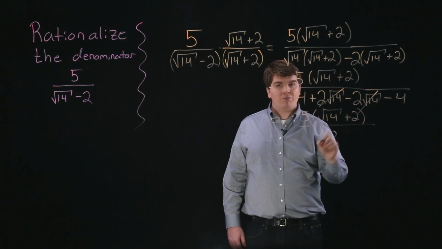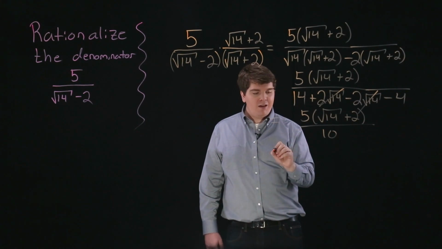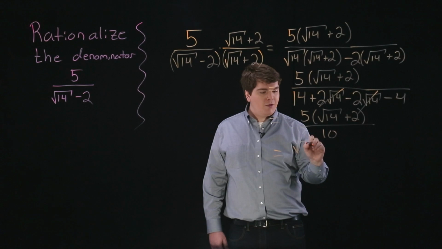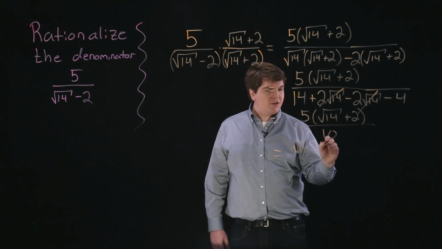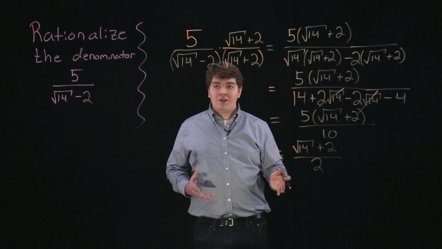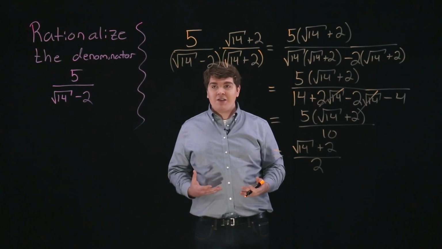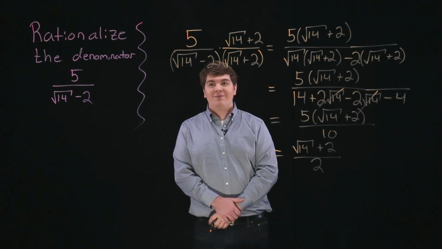And since we have 5 times the square root of 14 plus 2 divided by 10, this simplifies to the square root of 14 plus 2 divided by 2. Now what you'll want to notice is the denominator does not have a radical in it, so we've rationalized the denominator. Thank you.